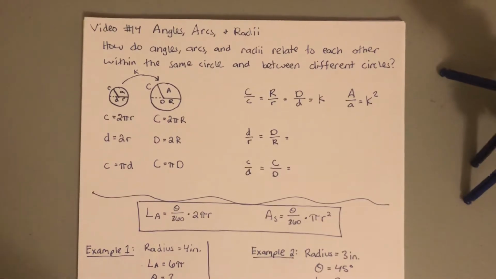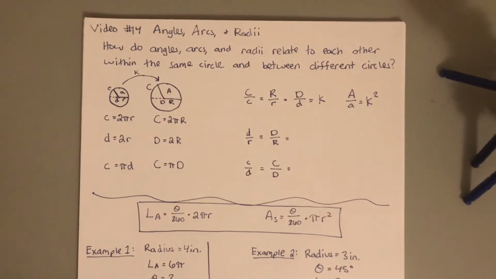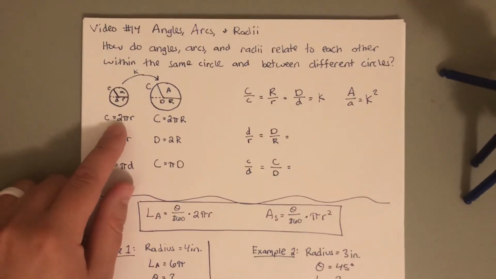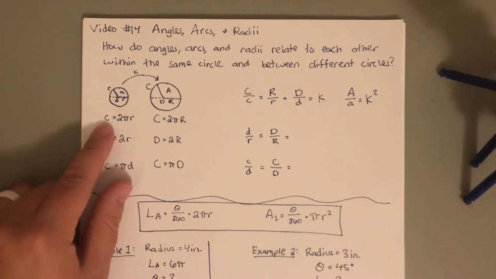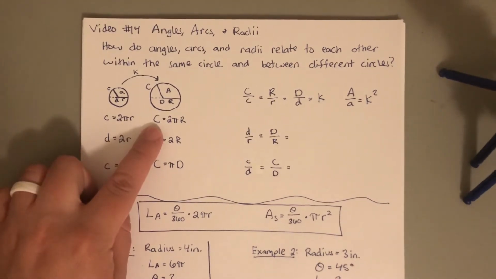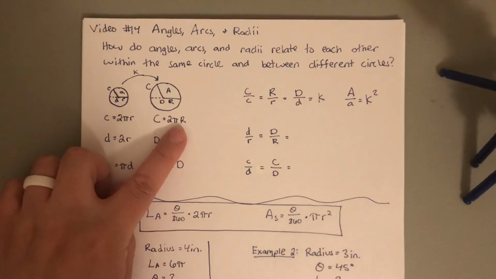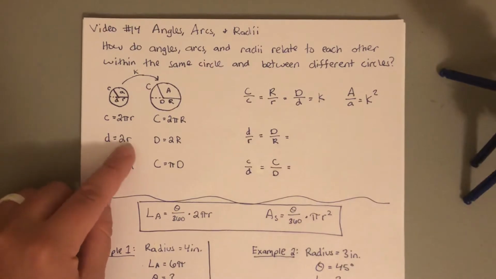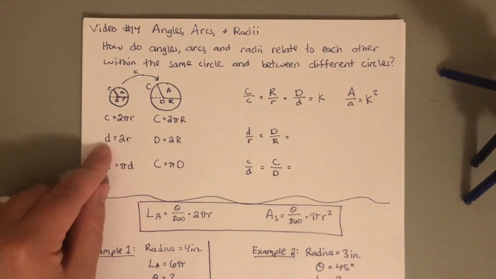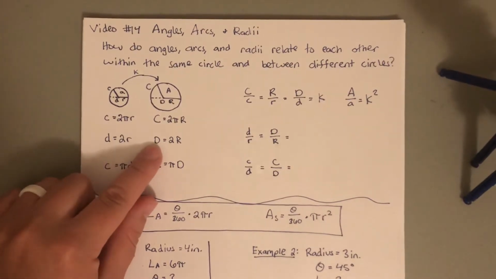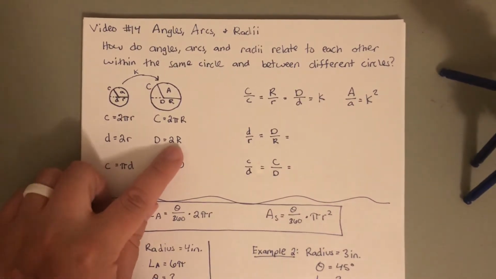So we can also think about relationships within one circle. So for example, we know that the formula for the circumference is 2 pi r. So the little circumference equals 2 pi times the little radius. In the big circle, the circumference is 2 pi times the big radius. We also know that the diameter is just twice the radius. The radius is halfway across, the diameter is all the way across. So the little d would equal twice the little r. And that also holds true in the big circle. The big diameter equals twice the big radius.